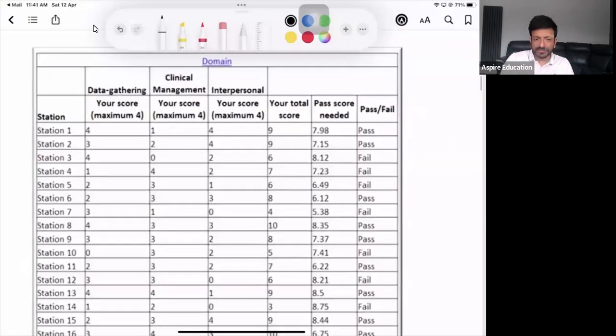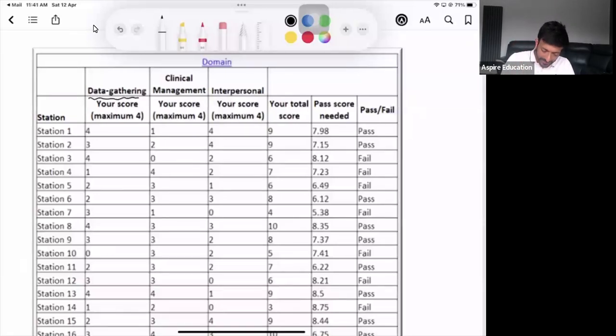The exam, how it's marked, I'll go quickly over here. They mark the exam in three categories. Number one is your data gathering, number two is your clinical management, and number three is your IPS, interpersonal skills. How are you talking to the patient? Each domain's maximum score is 4, so 4, 4, 4. Each station is of 12 marks, and you have got 16 stations. So that's how it works.